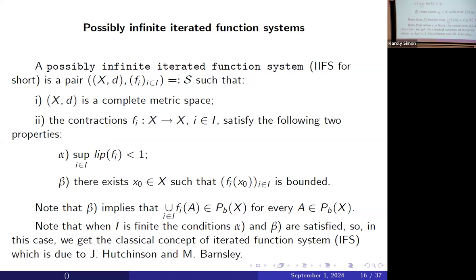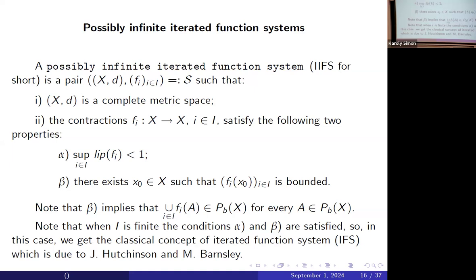And here I should point out that the set I is finite or not. It doesn't matter. But when I is finite, we can see that these two conditions, alpha and beta, are satisfied. And actually, in this case, we have the classical concept of iterative function system, which is due to Hutchinson and Barnsley.